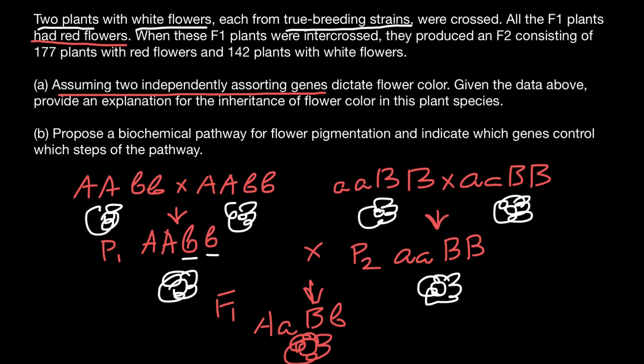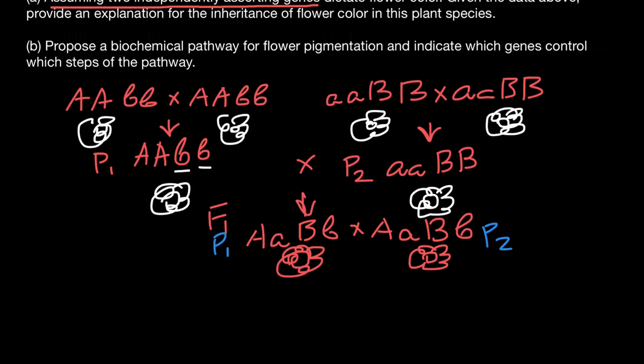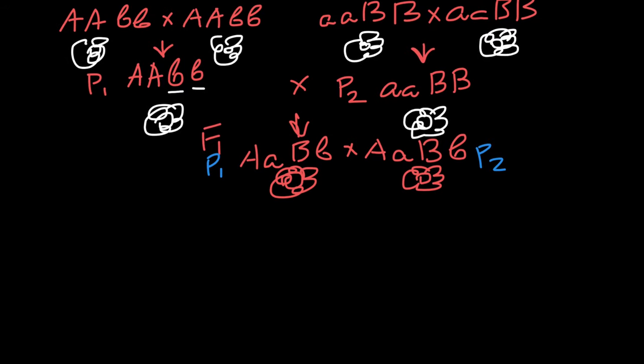Once again, we have the F1 generation and we have to intercross it. That means we have to cross it with itself, so with the same genotype. Parent 1 and parent 2 have the same genotype, and of course they also have flowers that are red. But what is going to happen to their progeny? Their progeny is not going to be as uniform as the parents in the F1 generation.